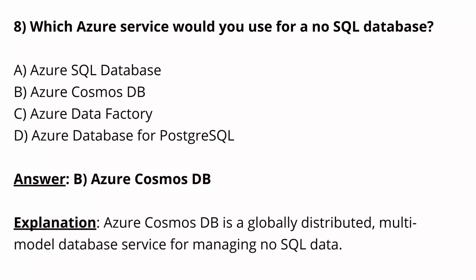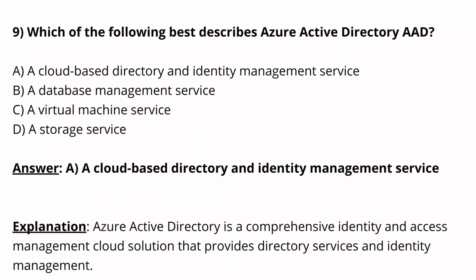Question number 9. Which of the following best describes Azure Active Directory, AAD? Option A, a cloud-based directory and identity management service. Option B, a database management service. Option C, a virtual machine service. Option D, a storage service. So the correct answer is a cloud-based directory and identity management service. Azure Active Directory is a comprehensive identity and access management cloud solution that provides a directory, service, and identity.